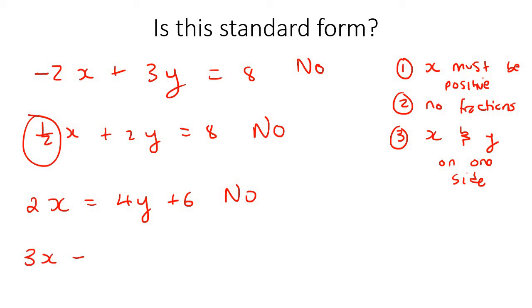What about this one? 3x minus 2y equals 5. Or let's say negative 5. It doesn't really matter. So here we have x and y together. Good. No fractions. Good. And the x is positive. So this one is standard form. So we will say yes.